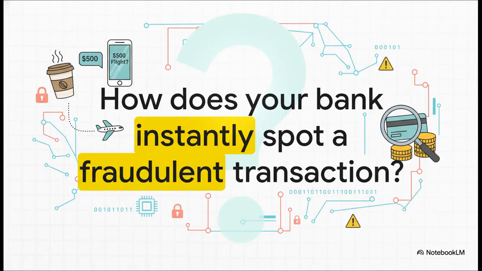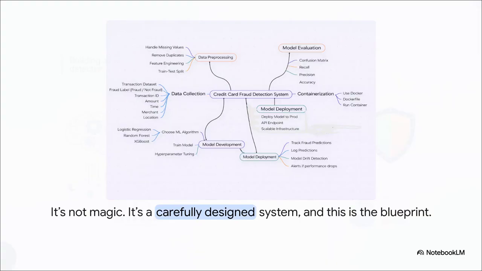Think about it. You're just buying your morning coffee, and ping, you get a text from your bank. Hey, did you just try to spend $500 on a flight to another country? How on earth does that happen in milliseconds? Is it some kind of magic? Or is it something a lot cooler? Yeah, spoiler alert, it's not magic. It's a really carefully designed system.